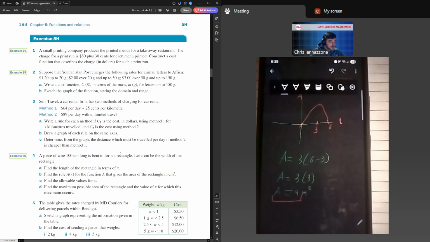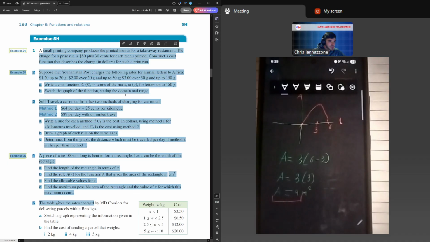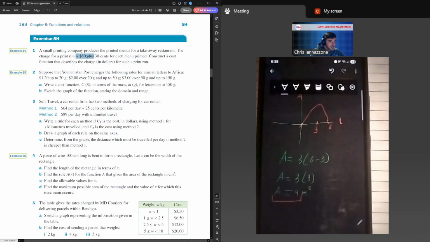This is chapter 5H. It'll do a lot of those sorts of things. So you'll see you've got a fixed amount and a variable amount. That's going to be linear. Again, they've kind of reused a postage example, so you can kind of immediately tell it's going to be the piecewise. And it's the same thing, right? $1.20 up to 20 grams. $2 for over 20 grams. So, same sort of thing.